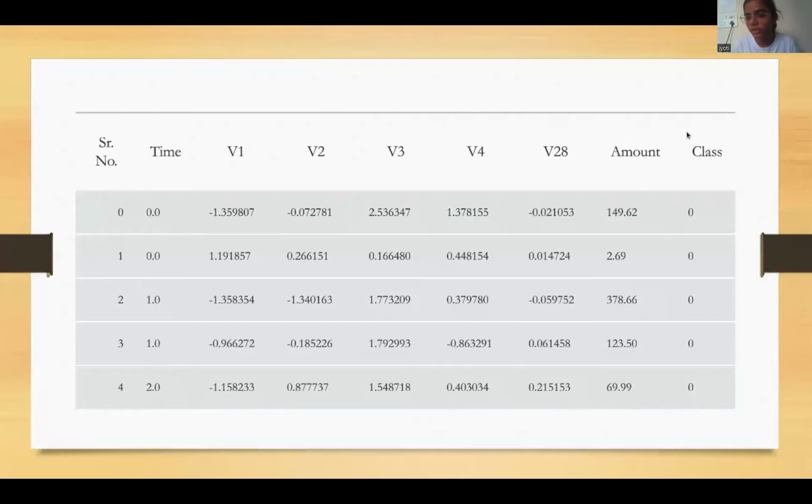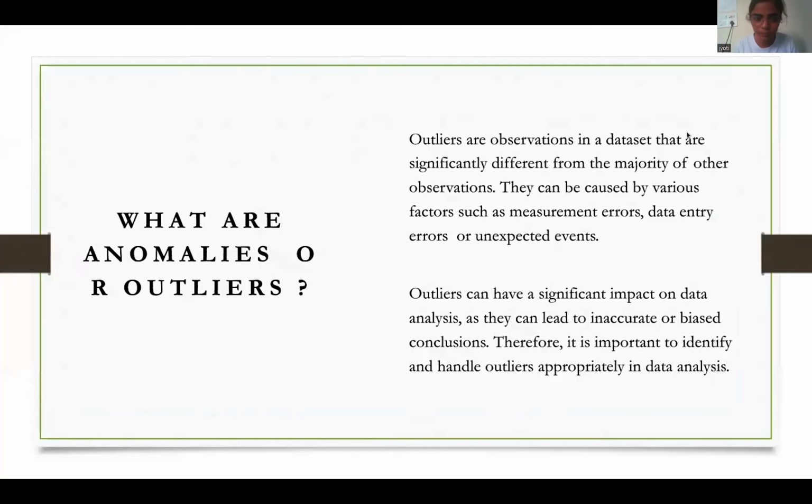The next one is Amount. Amount shows how much money was withdrawn during the transaction. And the last one is Class. Class contains only 0s and 1s. 0 means a valid transaction, valid meaning a non-fraud transaction, and 1 means a fraud transaction, which is non-valid.